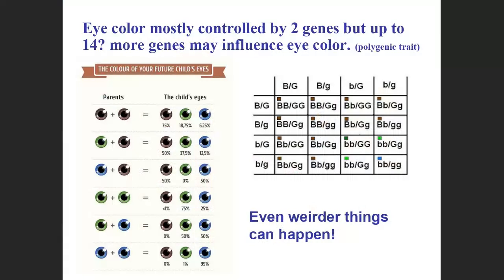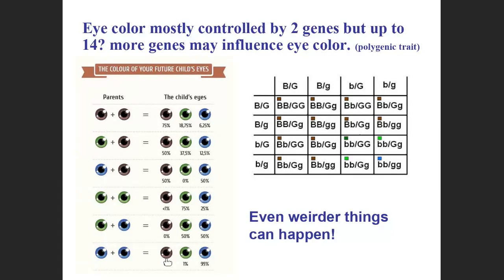Now, eye color. Unfortunately, these diagrams that I've been using are actually outdated. But the point here is that eye color is mostly controlled by 2 genes, but there may be up to 14 genes that can influence eye color. You'll see some combinations here, but this is outdated because you notice here at the bottom, we got 2 blue eyes, and it says a 0% chance of brown eyes, and that's not correct.